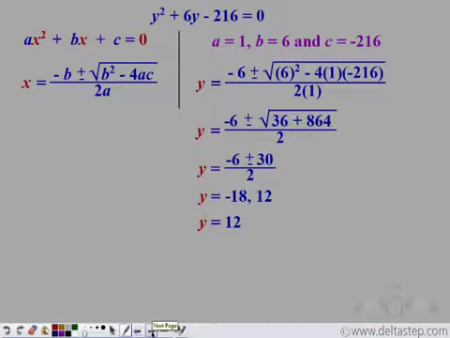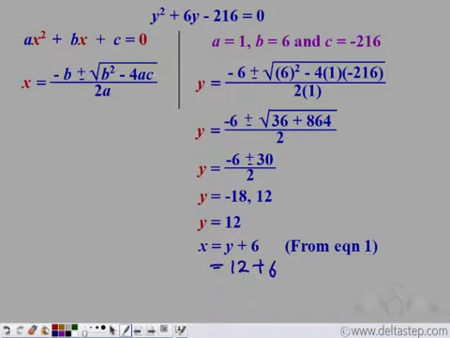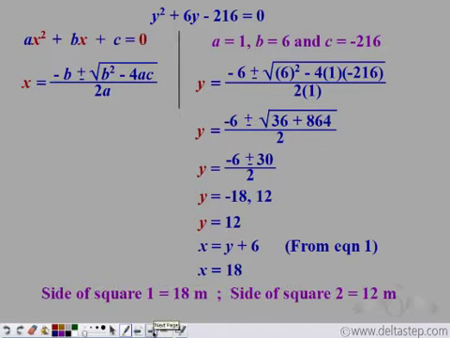What else did we need to find? We need to find the side of square 1 as well. The side of square 1 is x, which is equal to y plus 6. Now we know that y is 12. So x is 12 plus 6, which is equal to 18 meters. So the side of square 1 is 18 meters and the side of square 2 is 12 meters. Side of square 1, 18 meters. Side of square 2, 12 meters. So we see how such problems can be solved using a quadratic equation.